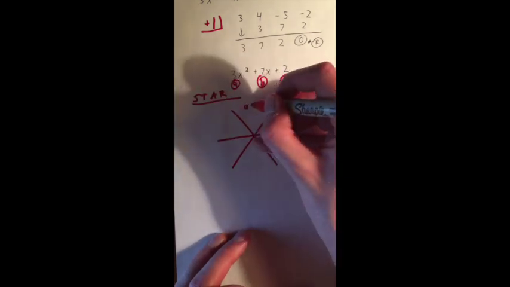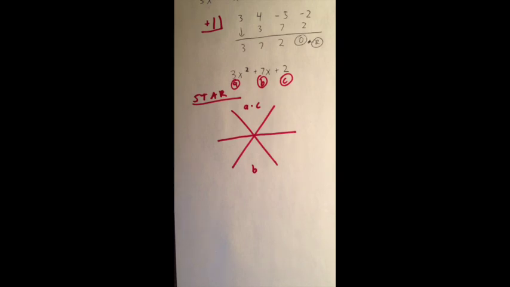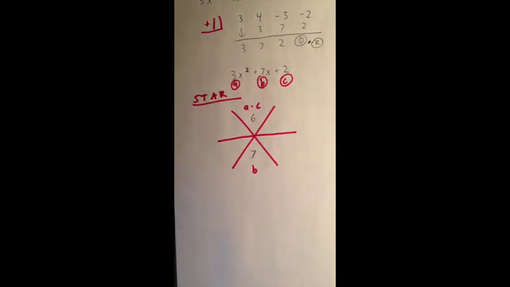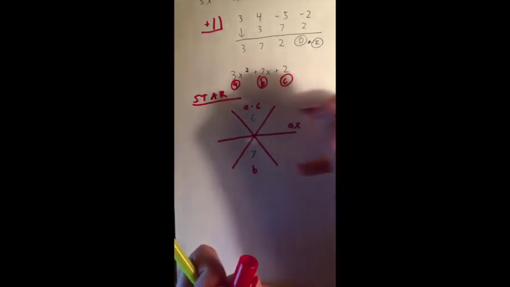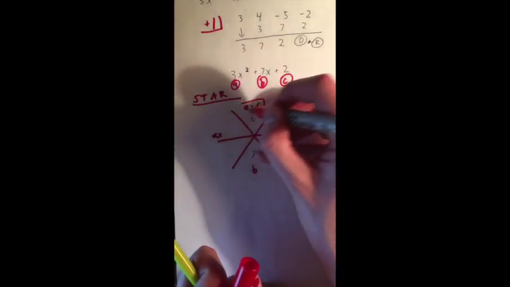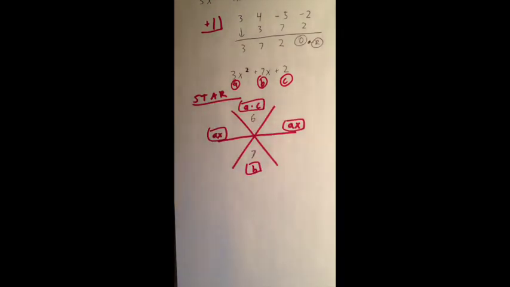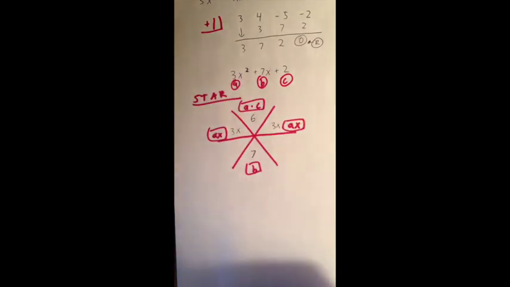Up top is whatever your A times your C is, and down bottom is your B, okay? So, what's your A? Well, your A is 3. What's your C? 2. 3 times 2, 6. Your B is going to go down there. B's a 7, all right? And off the side, I like to write the little thing AX just to tell me what I'm going to write down there. Now A is a 3, and X is just whatever variable I'm dealing with. So I usually like to write 3X in both of these.